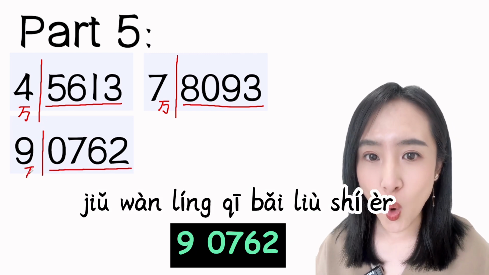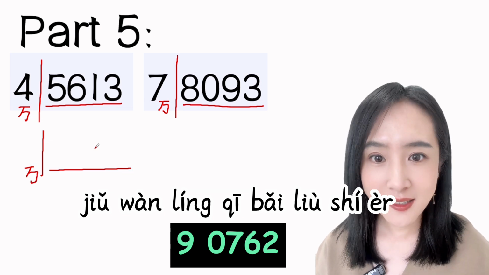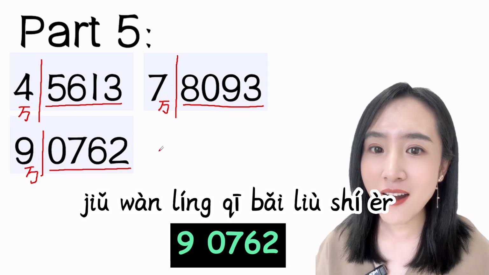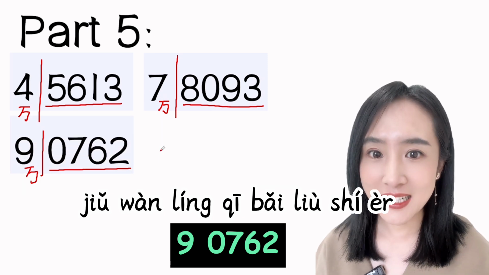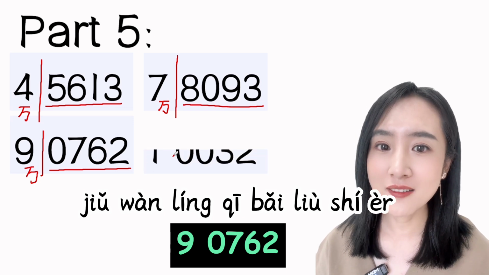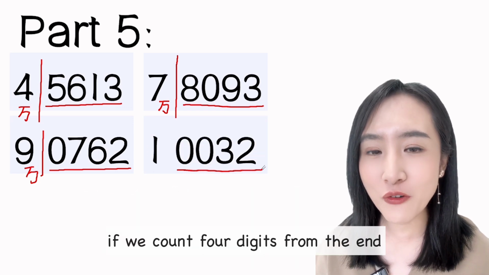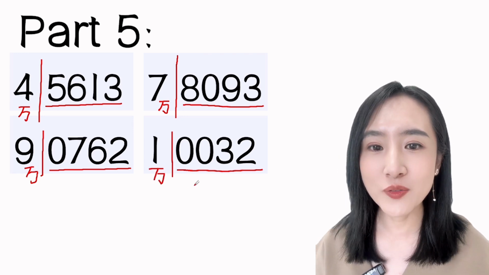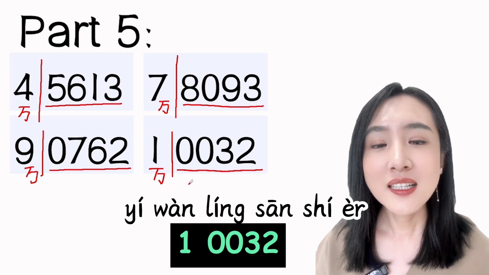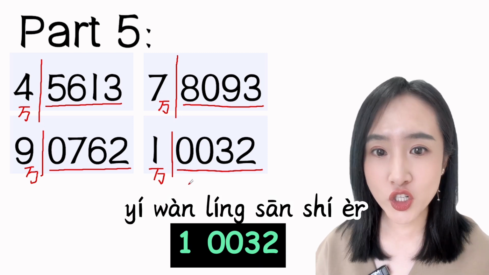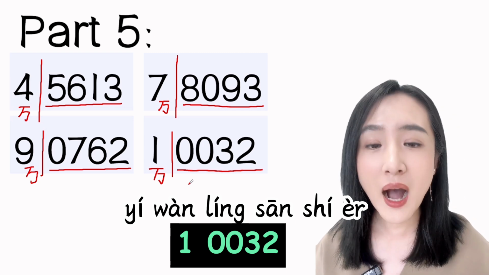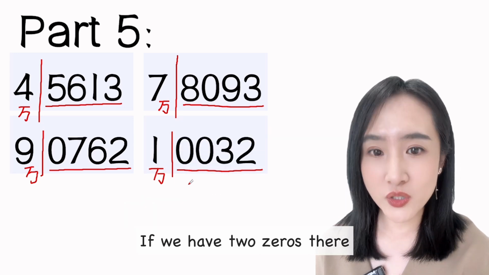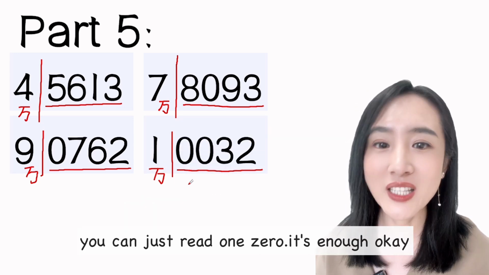We say 9,0762. Last one, if we count 4 digits from the end, only 1 is left. So put the Chinese character 万 there. So it will be 1,032. If we have 2 zeros there, you can just read 1 zero, that's enough.